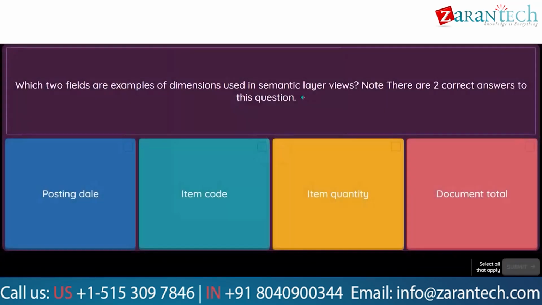Question: which two fields are examples of dimensions used in semantic layer views? Note there are two correct answers to this question. Option 1, posting date. Option 2, item code. Option 3, item quantity. Option 4, document total.